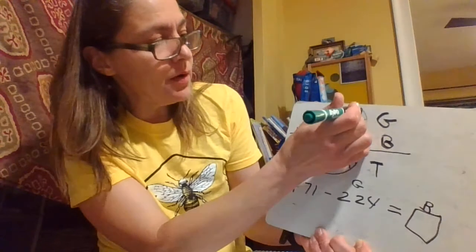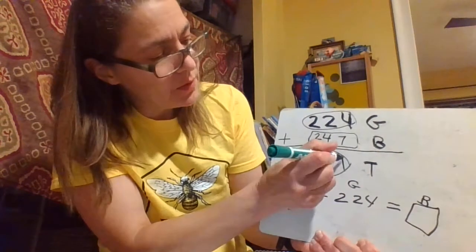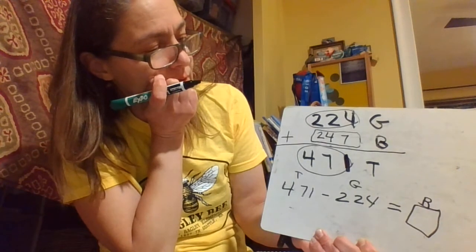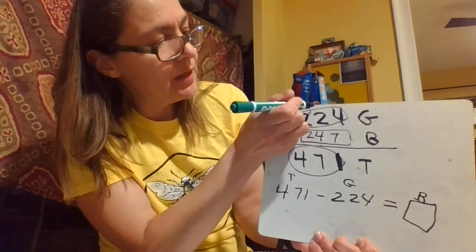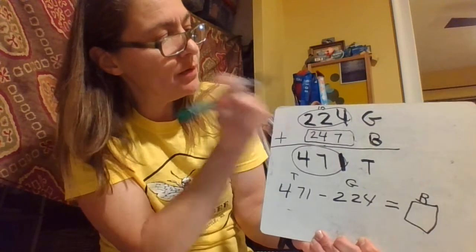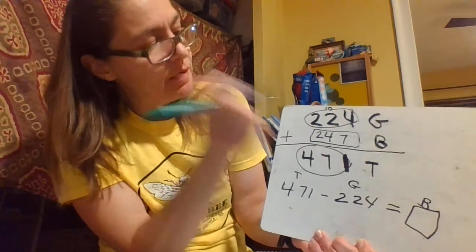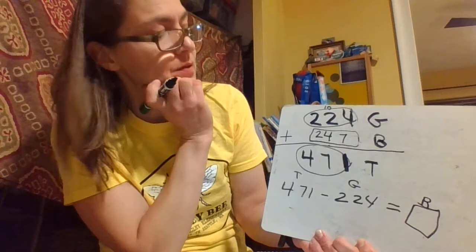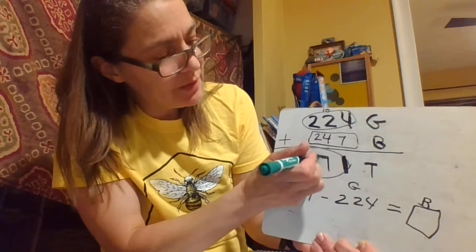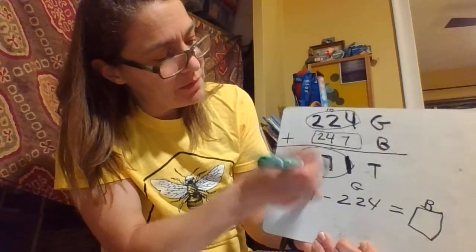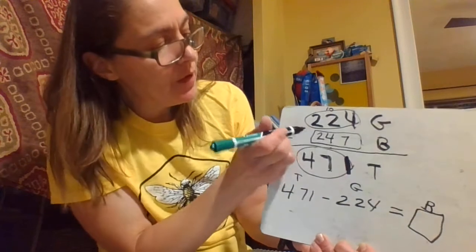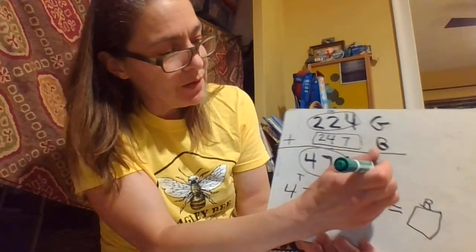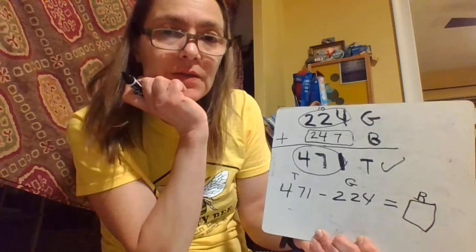So 4 plus 7 equals 11. Okay, and now I have another 10, and I'm going to put that 10 up there. And 4 plus 2 is 6 tenths, plus one more 10 is 7 tenths. Okay, and now I have 200 plus 200 equals 400. So check, my answer is correct.